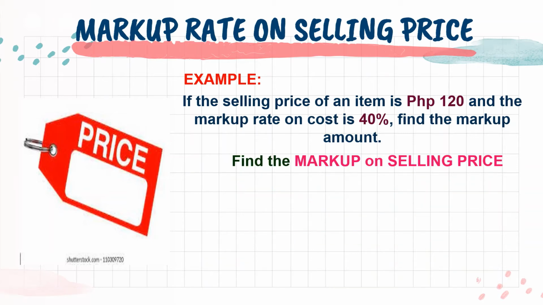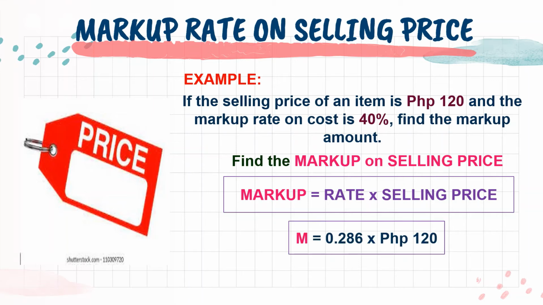Next, find the markup on selling price. The markup is equal to rate times selling price. So 0.286 times 120. So, meaning to say the markup on selling price is 34 pesos and 32 centavos.